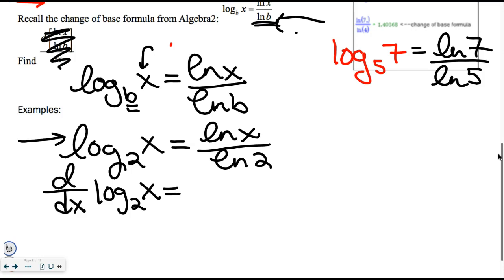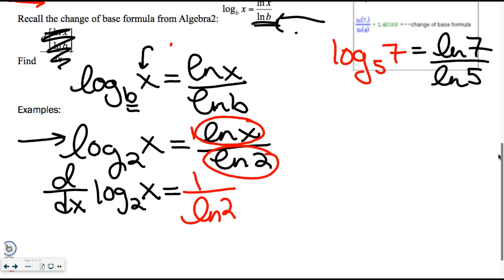This guy right here is a number. I don't know what it is, but it's a number on your calculator. There's really a 1 up there, so there's a constant that comes up front: 1 over ln 2 times the derivative of ln x. What's the derivative of ln x? 1 over x. Notice what happens: you end up with the natural log of that base in the denominator.